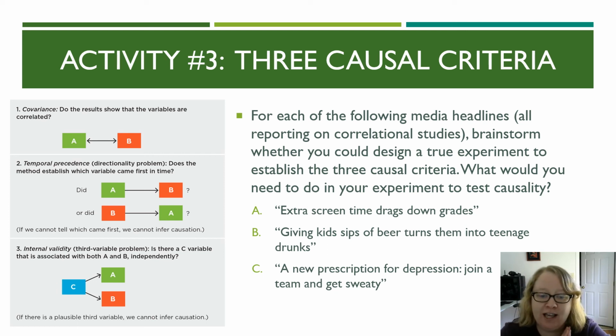So for example, for A, extra screen time drags down grades, how could you design a study that would establish covariance, that those two variables are related, that would establish temporal precedence, that extra screen time comes before grade change, and then internal validity that would rule out alternative explanations for the link, for the covariance between those two variables. All right, so same as usual, grab a new document, type up some answers to this, and submit it, and then come back and we will finish up.